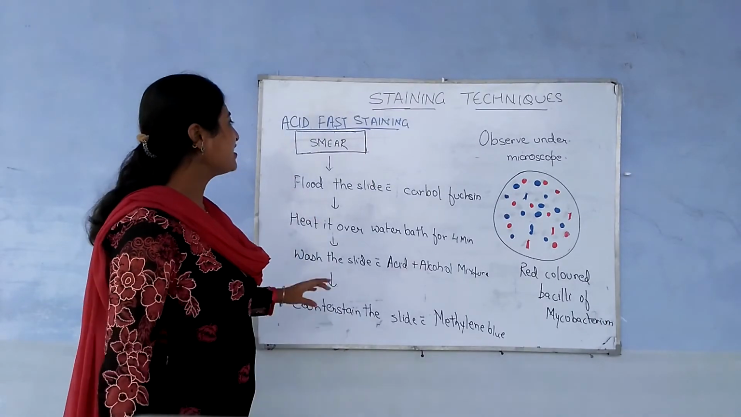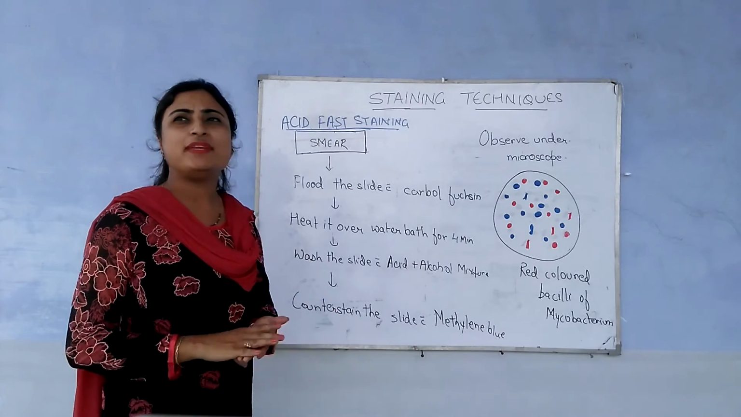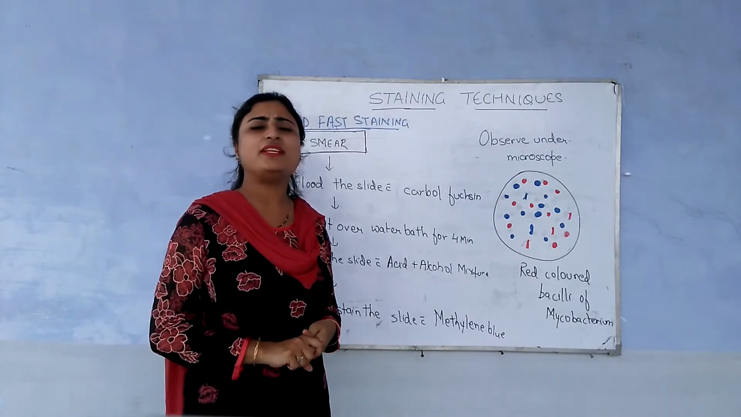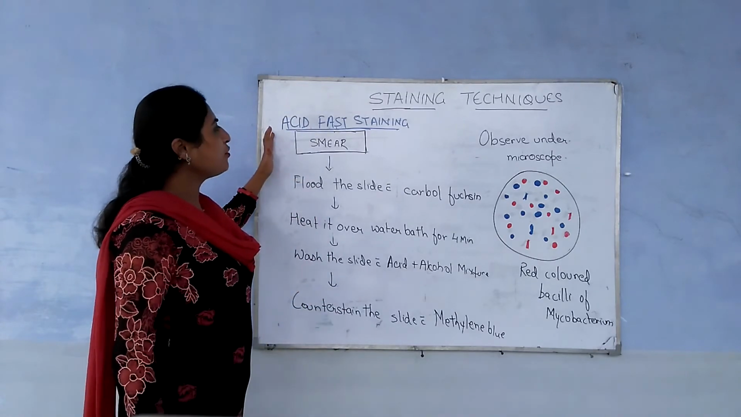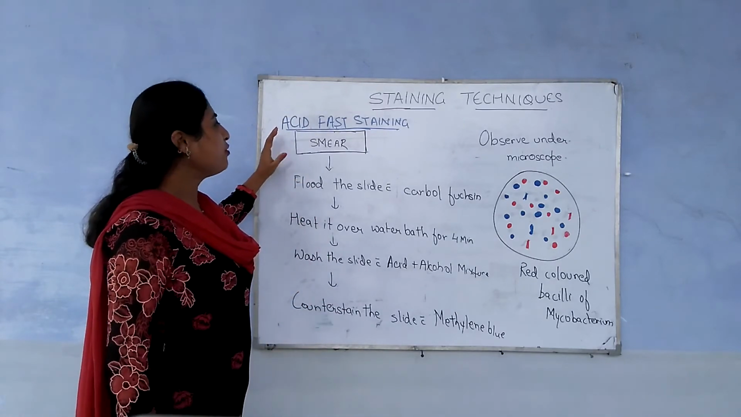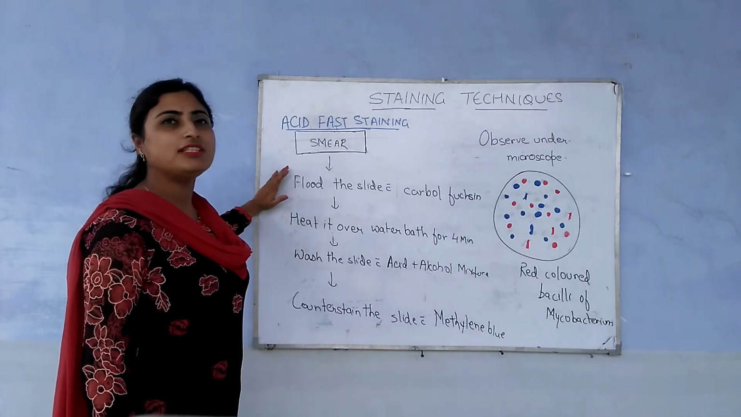Next technique is the acid fast staining technique. This technique is used to identify mainly the Mycobacterium species, mainly Mycobacterium tuberculosis. This is the procedure for the acid fast staining. First of all, we will prepare the smear, and then we will flood the slide with carbol fuchsin.